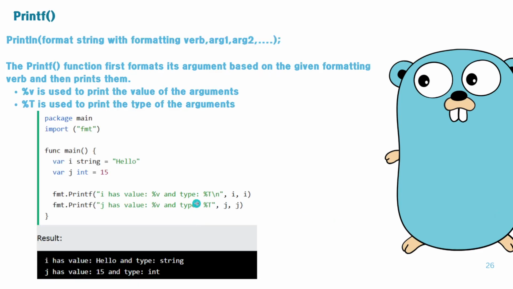The printf function allows formatted output using verbs like %v for values and %T for types. Like for example, in this one, if you see here, we have declared two variables i and j. One is with string value hello and one is with integer value 15.